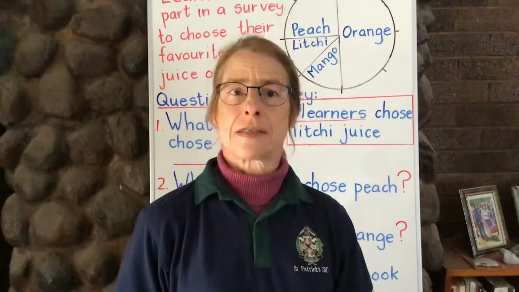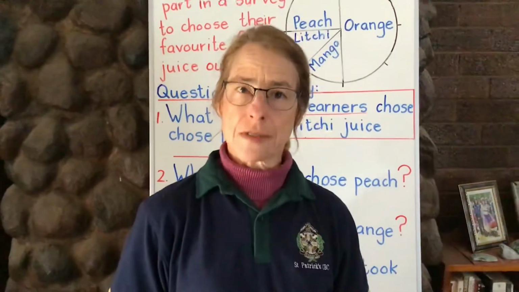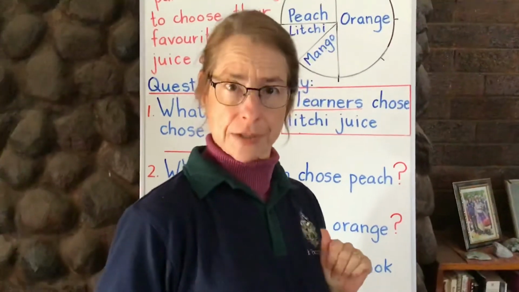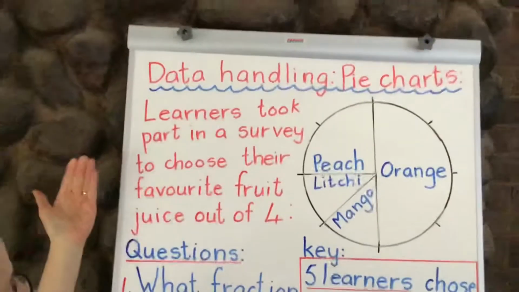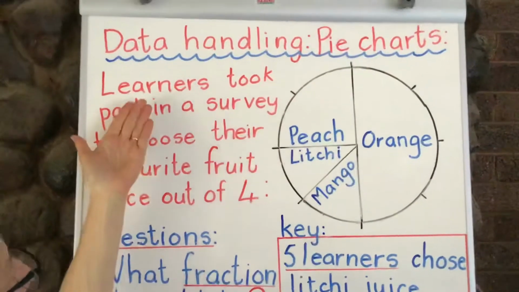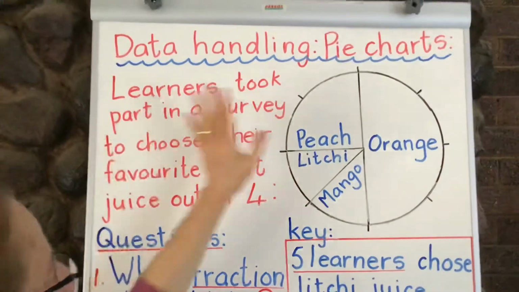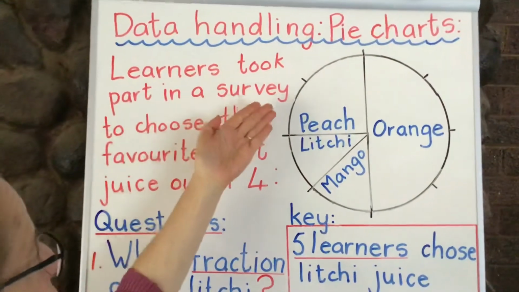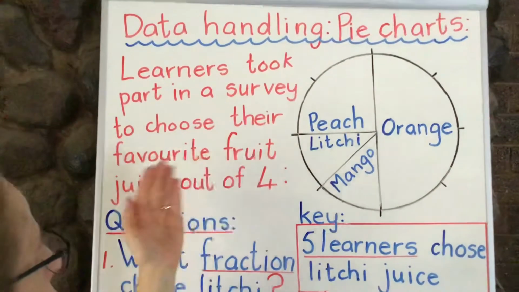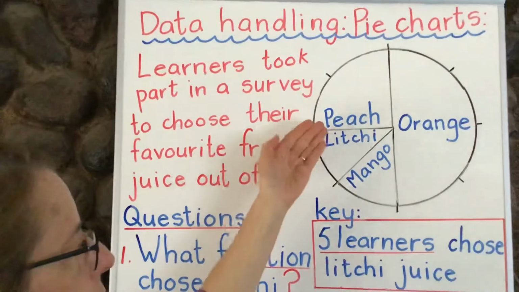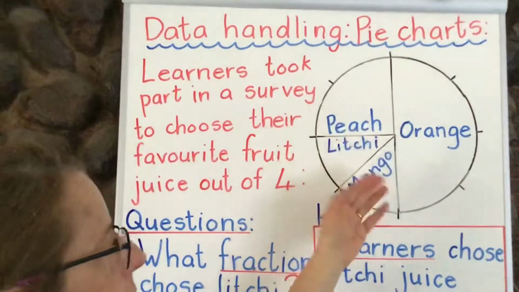Now, in this lesson, we are going to be doing data handling pie charts. Now, let's take a look how we're going to do this. All right, now in this first one that we're going to do here, the learners in this pie chart here, the learners took part in a survey to choose their favorite fruit juice out of 4 different types. And you can see the 4 different types here on the pie chart.